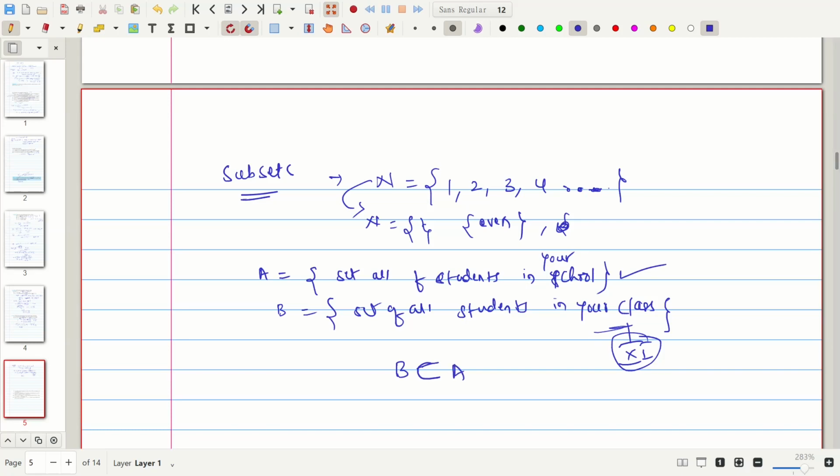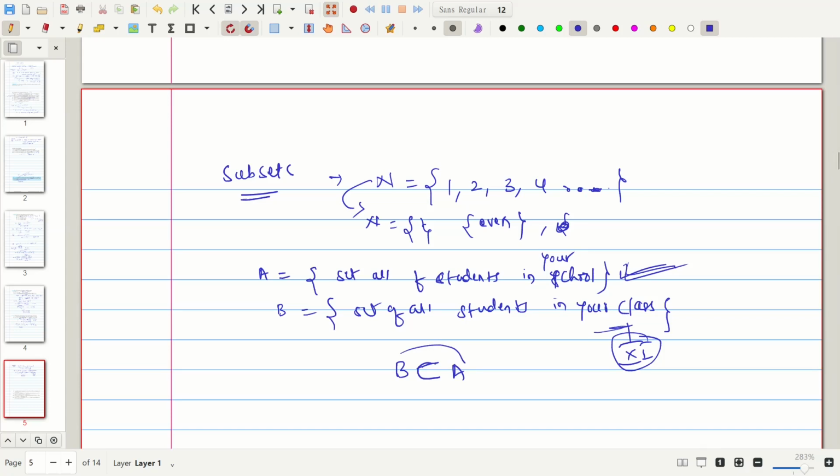The elements of class 11, the students of 11th class, are those present in the school. If we consider the school, then these students are considered as elements, and these elements will be present in the school. Then we can write B is a subset of A.